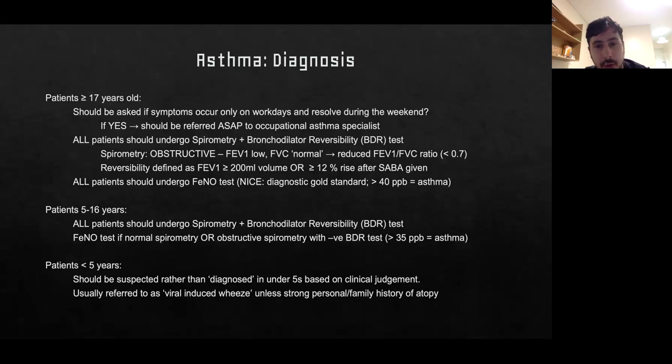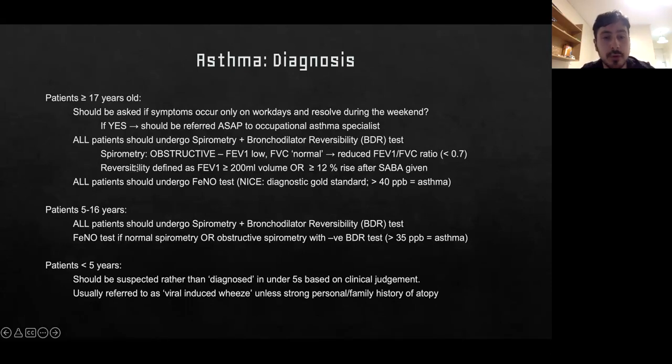Patients should undergo spirometry with bronchodilator reversibility. The pattern in asthma is obstructive, so the FEV1 is low, but the FVC is normal, so that results in a reduced ratio. Whereas in restrictive, FEV1 drops, FVC drops more, so the ratio is maintained.